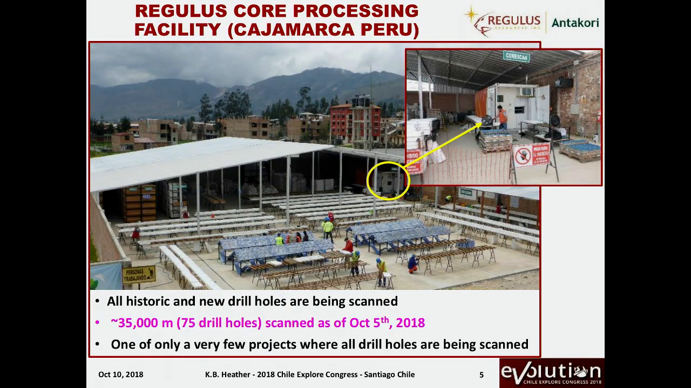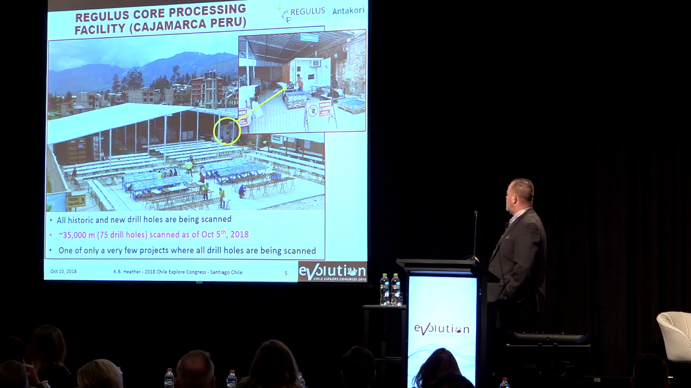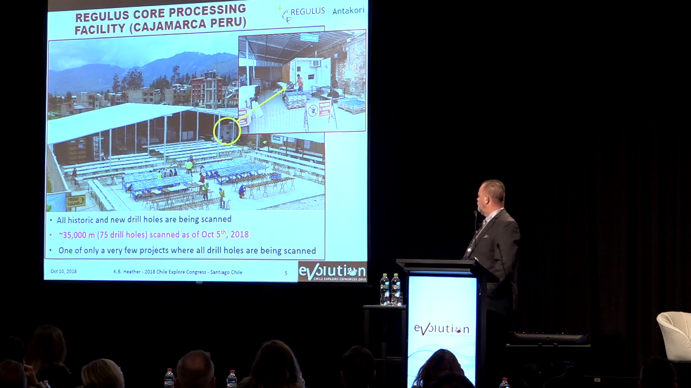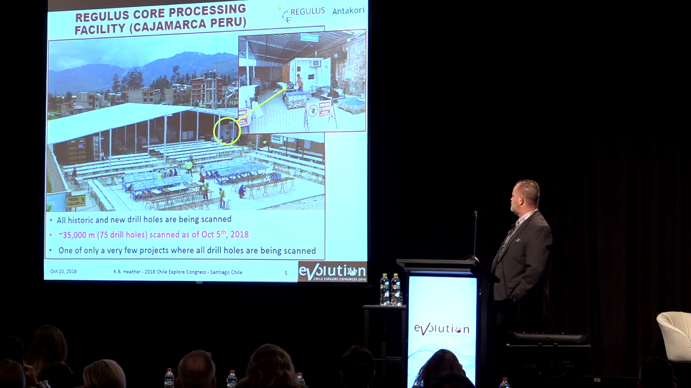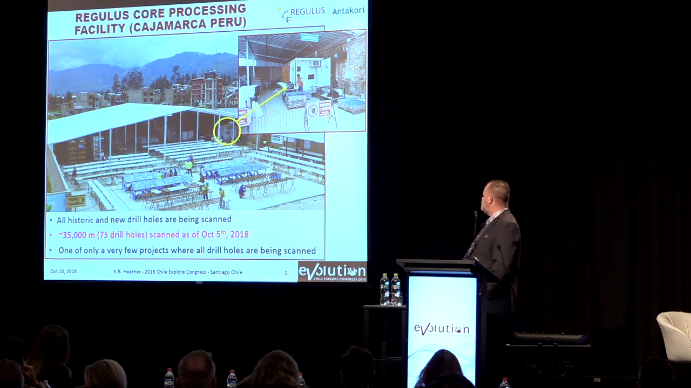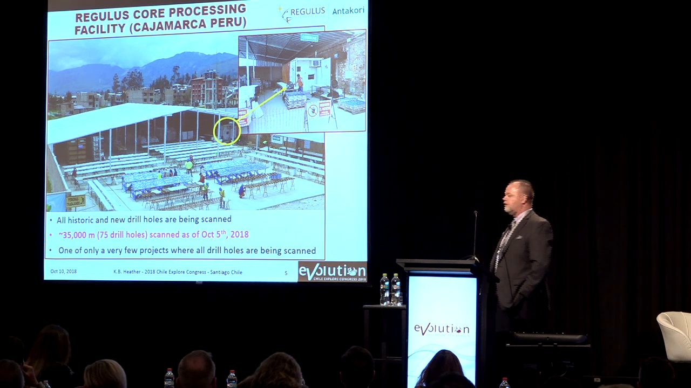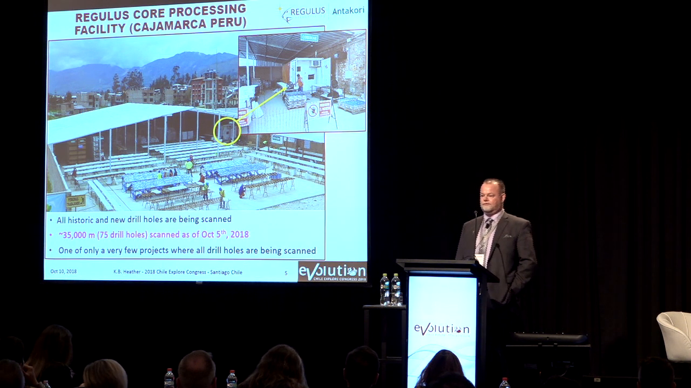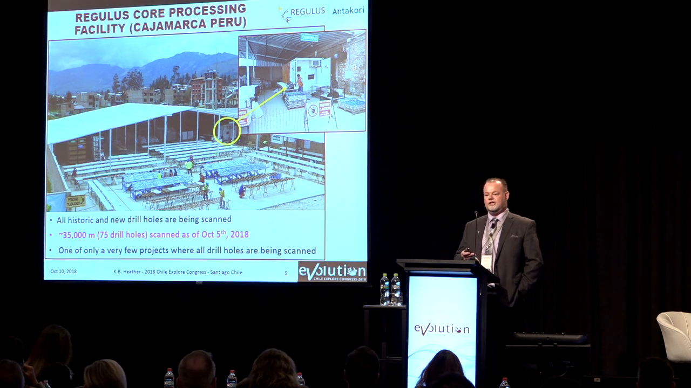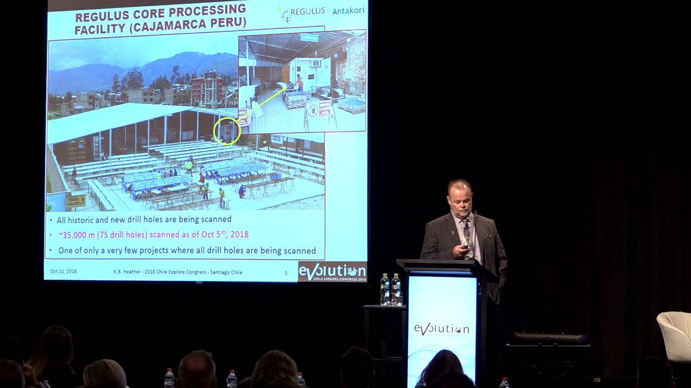This is a picture of our core facility, and you can see the lab tucked away in the back so that they don't bother us. There are the core scan people over here. You can see the lab, and we are scanning all of our historical core plus new. To this point, we've scanned over 35,000 meters of core, 75 drill holes, and it's one of the only few projects in the world, really, where we're scanning all the holes for a complete project. A lot of projects are doing selective scanning, but we're scanning everything.